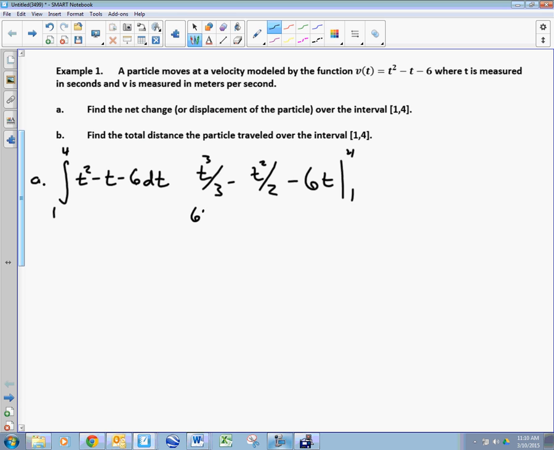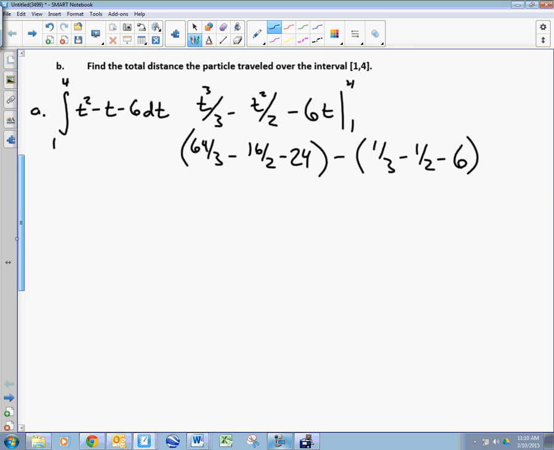4 to the third is 64 over 3, minus 16 over 2, minus 24, minus 1/3 minus 1/2 minus 6. 64 thirds minus 1/3 gives me 63 thirds, which is 21. Minus 24. It's going to be a plus 6. Looks like we got a minus 8 there, and a plus 1/2.